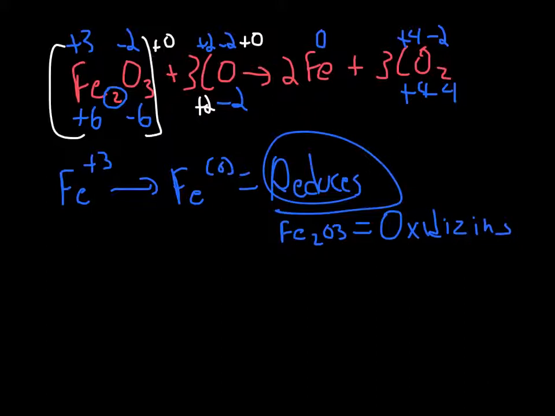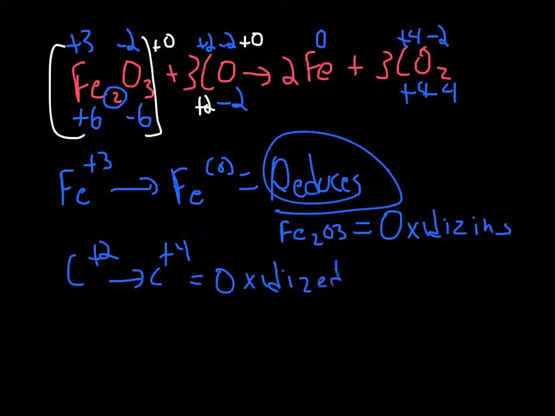Obviously, now we have C +2 becomes C +4. So that's going to be the one oxidized, which means it's the reducing agent. And for oxygen, we have O -2 up here, O -2 here, O -2 here. O, nothing ever happens to, so it stays the same.